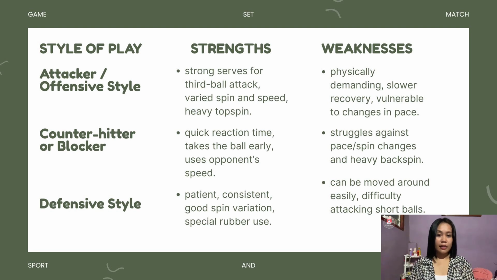And the second is the counter hitter or blocker. So counter hitter or blocker depends on quick reactions and uses the opponent's speed to return the ball effectively. So this player usually takes the ball early and controls the rally through blocking. Meanwhile, the defensive player focuses on patience, consistency, and spin variation. So the defensive players wait for the opponent to make mistakes, and although they may have difficulty attacking short balls or covering the entire table quickly.